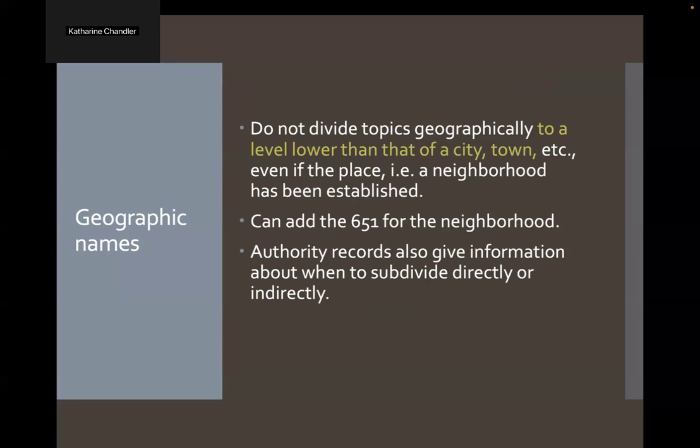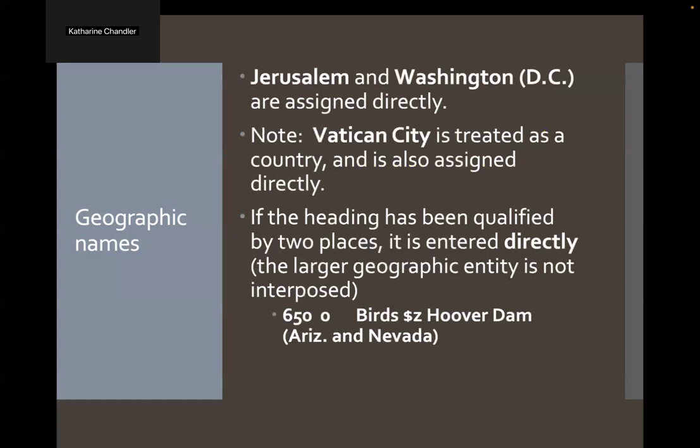Authority records can also give information about when to subdivide directly or indirectly. Jerusalem and Washington are assigned accordingly. Vatican City is treated as a country and is also assigned directly. If the heading has been qualified by two places, it is entered directly and is not interposed.